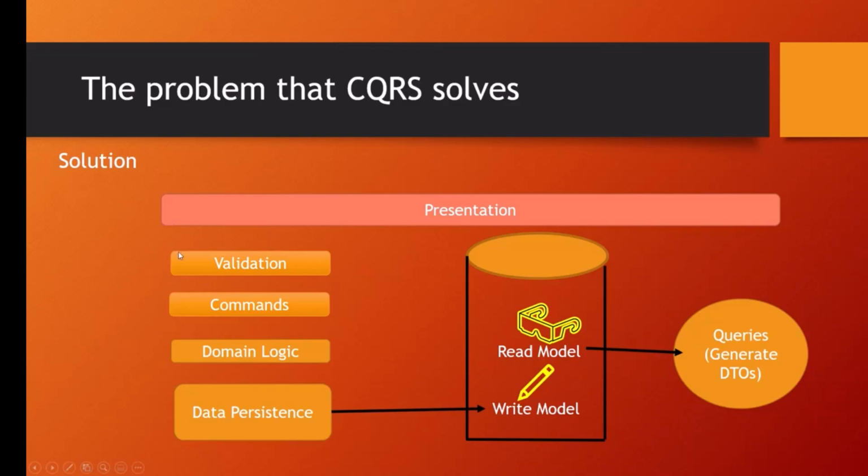So you can see here the validation, commands, and domain logic, and there is a data persistence layer which addresses the data source. The read model is separated from the write model. The read model generates the queries and the data transfer objects, and the write model persists, that is, saves data on the database. Queries never modify the database. A query returns a DTO that does not encapsulate any domain knowledge.